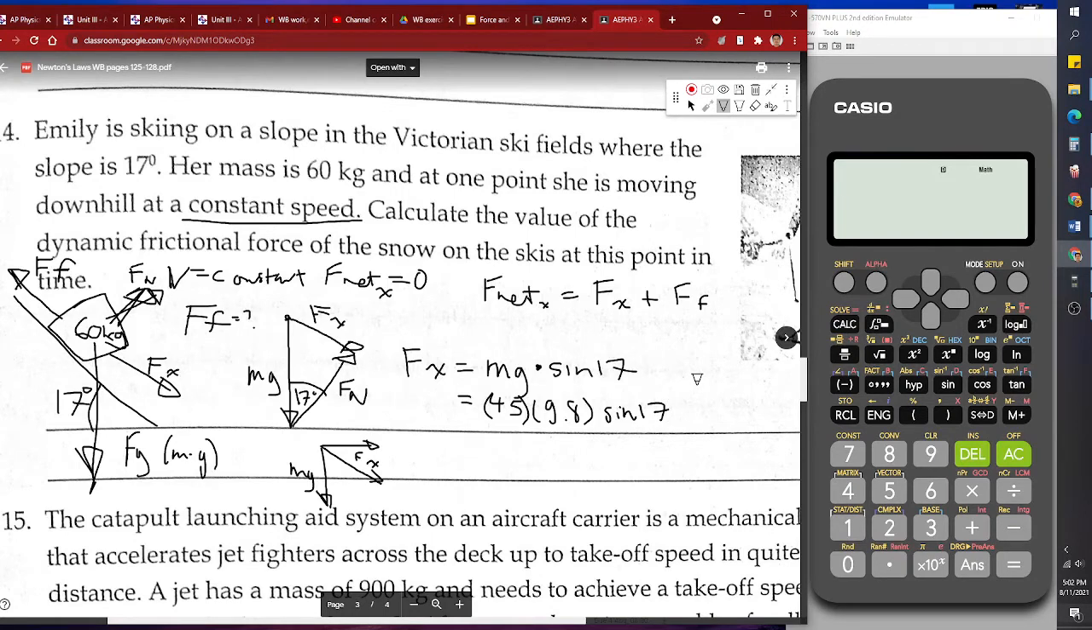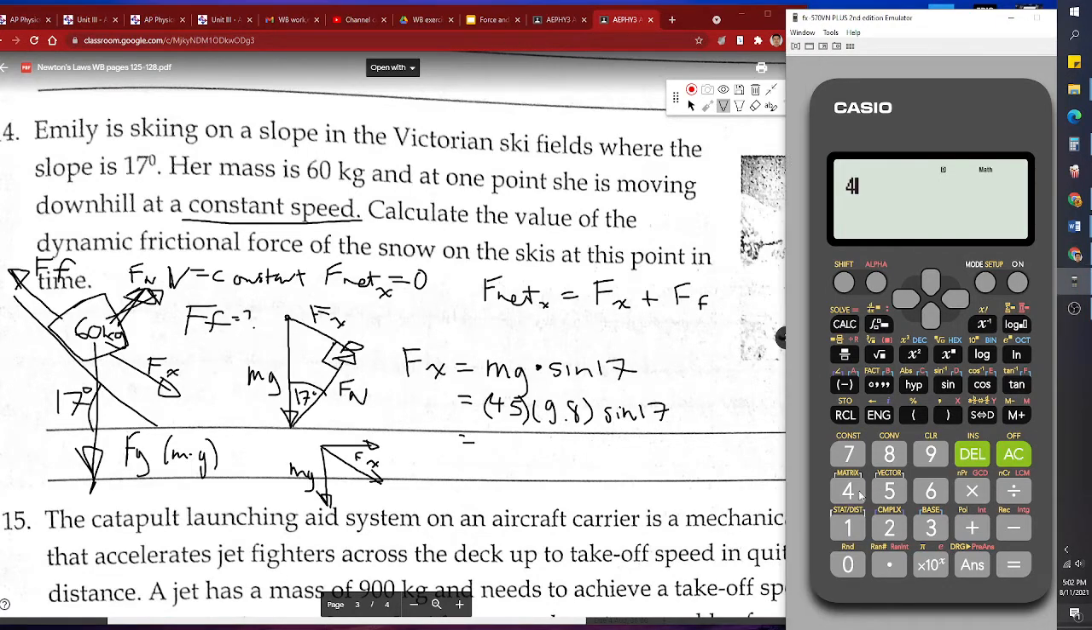Anytime you have a slope problem where you are given an angle and you want to find one of the components made from other vectors, draw a vector diagram like this and put the angle in the right spot. Then, following trig rules, because the normal is perpendicular to this Fx, it creates a right angle triangle, and from there we are able to solve for Fx. Fx would be 45 times 9.8 sine of 17.